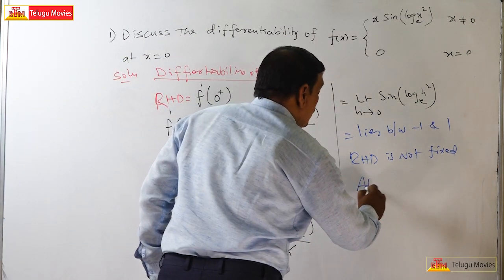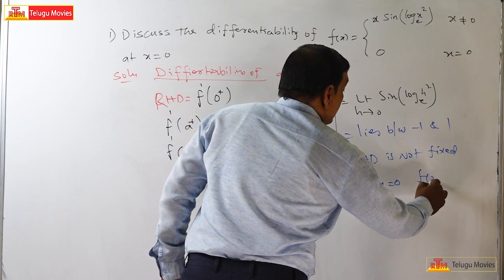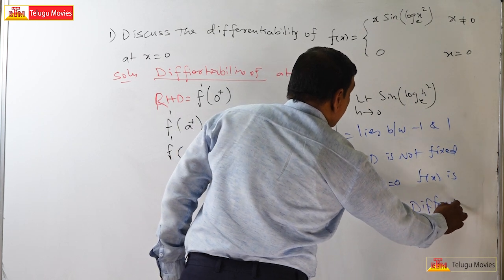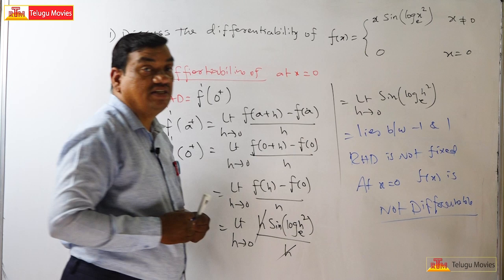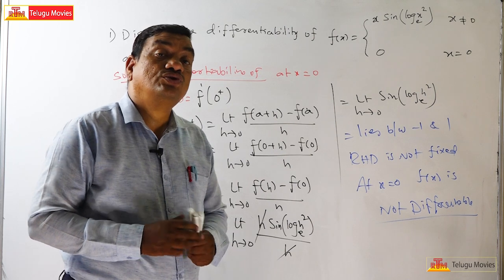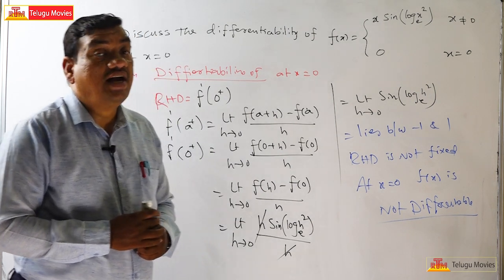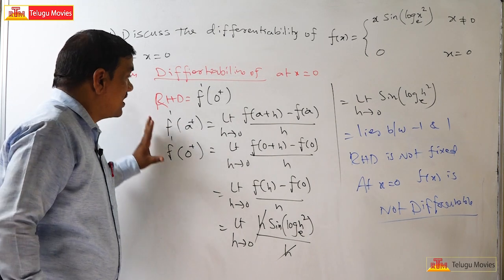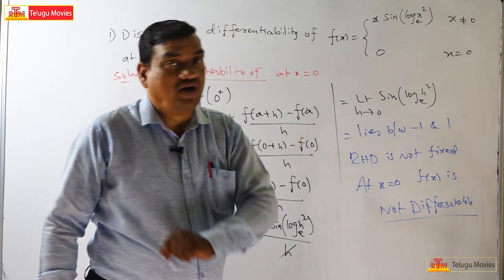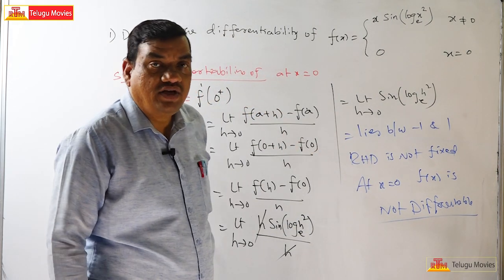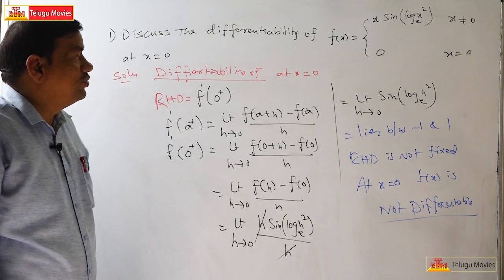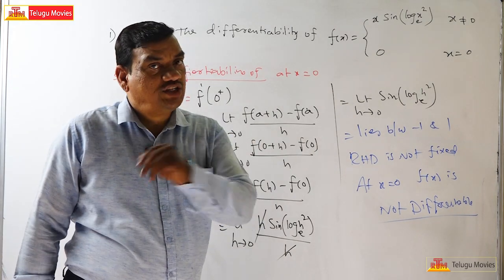Therefore the right hand side derivative is not fixed. Therefore at x is equal to 0, the given f is not differentiable. Even though it is a continuous function at x is equal to 0, we cannot draw a tangent at x is equal to 0, because the right hand side derivative lies between minus 1 and 1, so it is not a fixed one. That's why the function is not differentiable at x is equal to 0. I hope you understand this solution. Let us move to the next problem.